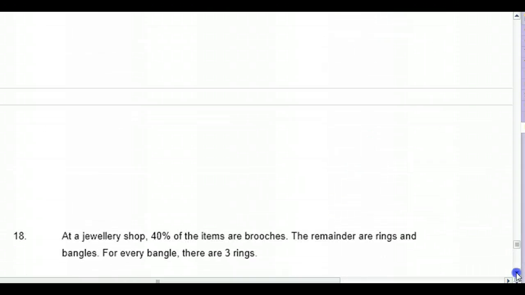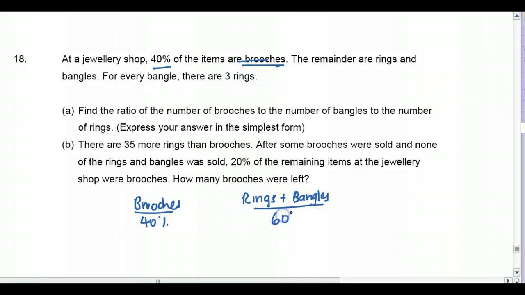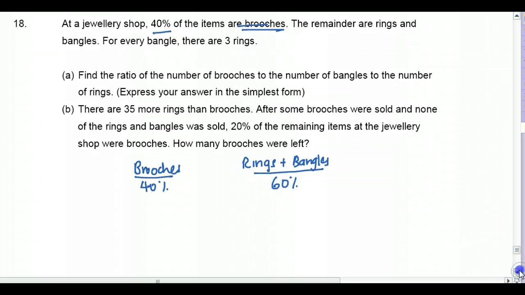Last question, question 18. At a jewelry shop, 40% of the items are brooches. The remaining are rings and bangles. So here I know 40% are brooches. So my brooch is 40%. My rings plus bangles will be 60%, right?